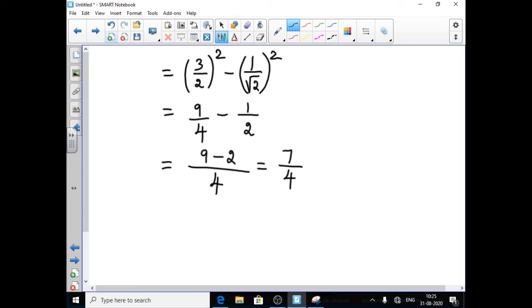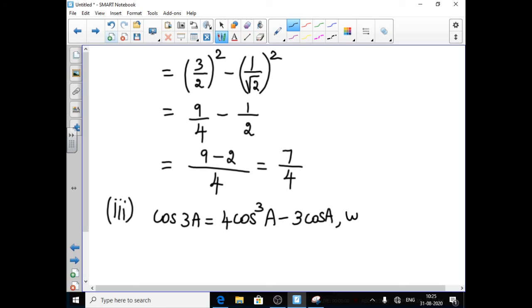Then the third one: verify cos 3A is equal to 4 cos cube A minus 3 cos A, when A is equal to 30 degree. Okay.